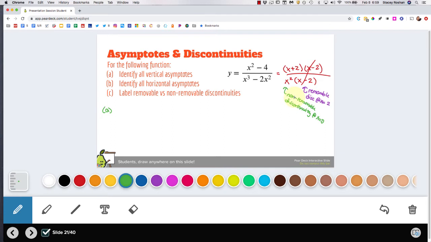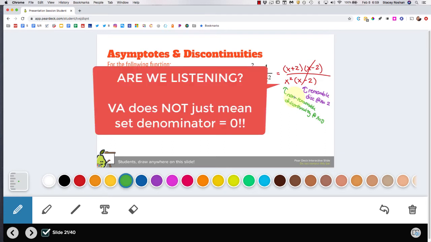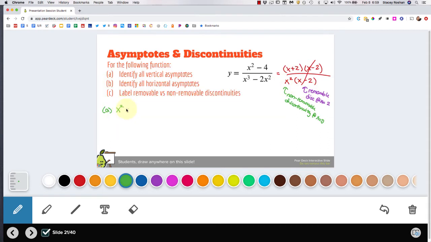Now vertical asymptotes are the same thing. It's wherever the denominator equals 0 after you've simplified. People all the time do that incorrectly. They just set the denominator equal to 0. Don't forget that you have to simplify first and then whatever's left set equal to 0. So that's just x squared equals 0, x equals 0.